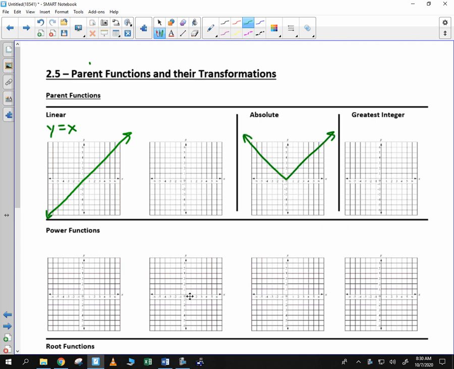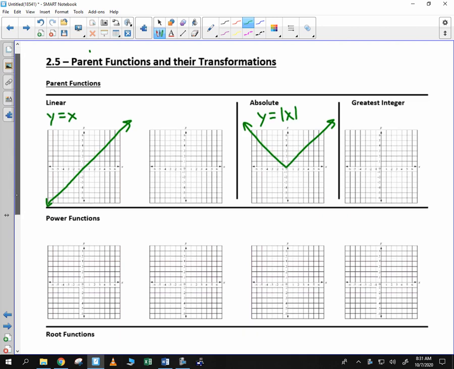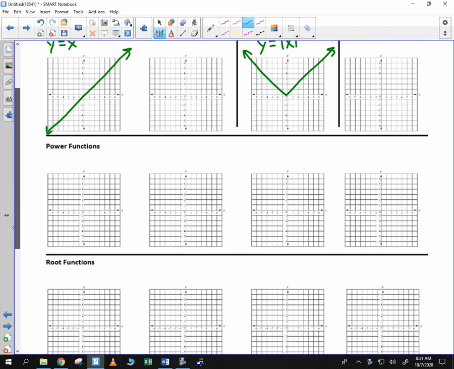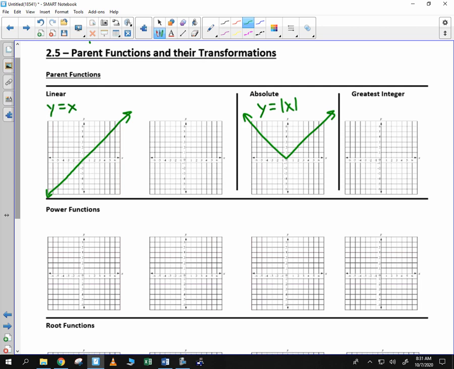Absolute value function, y is equal to the absolute value of x. You can see that it sits above the x-axis the entire time because absolute value makes it positive. We're not going to worry about the greatest integer function. It doesn't really come up that often. I guess for this one, just put y equals mx plus b, just helping you understand the difference between these two. You may change the slope or the y-intercept.